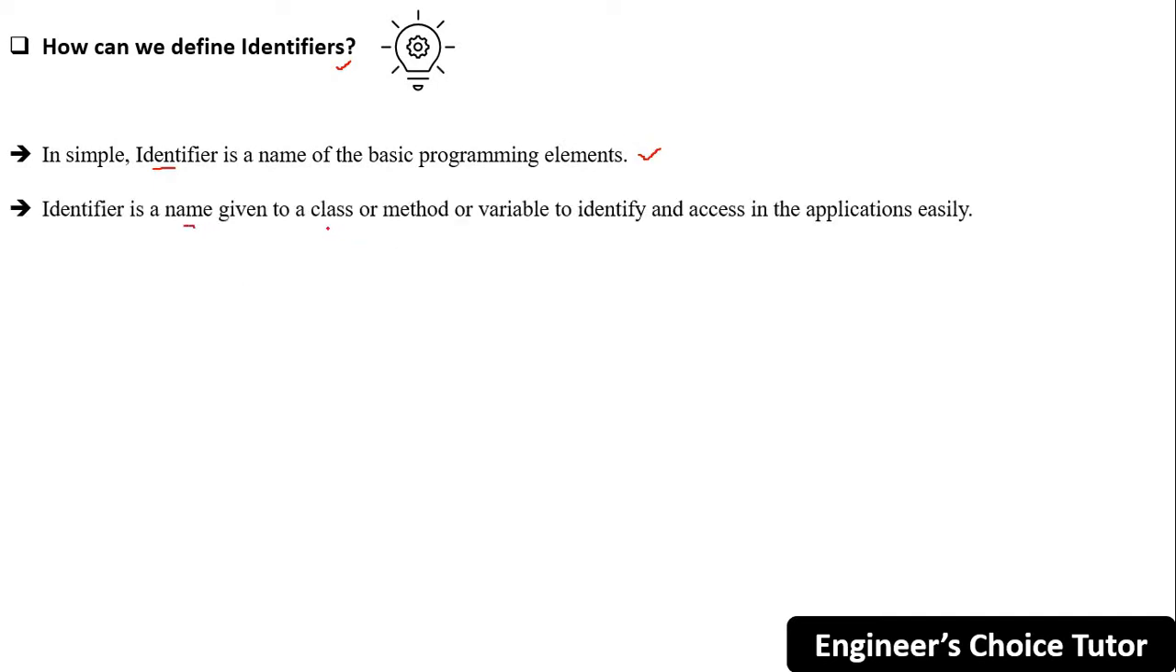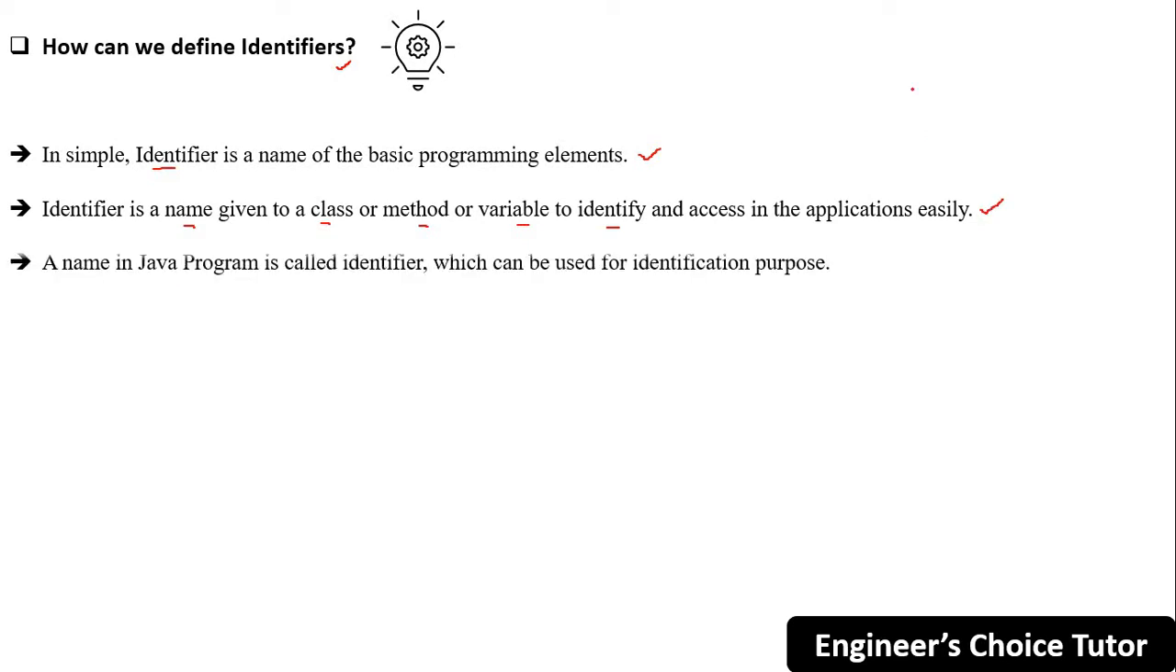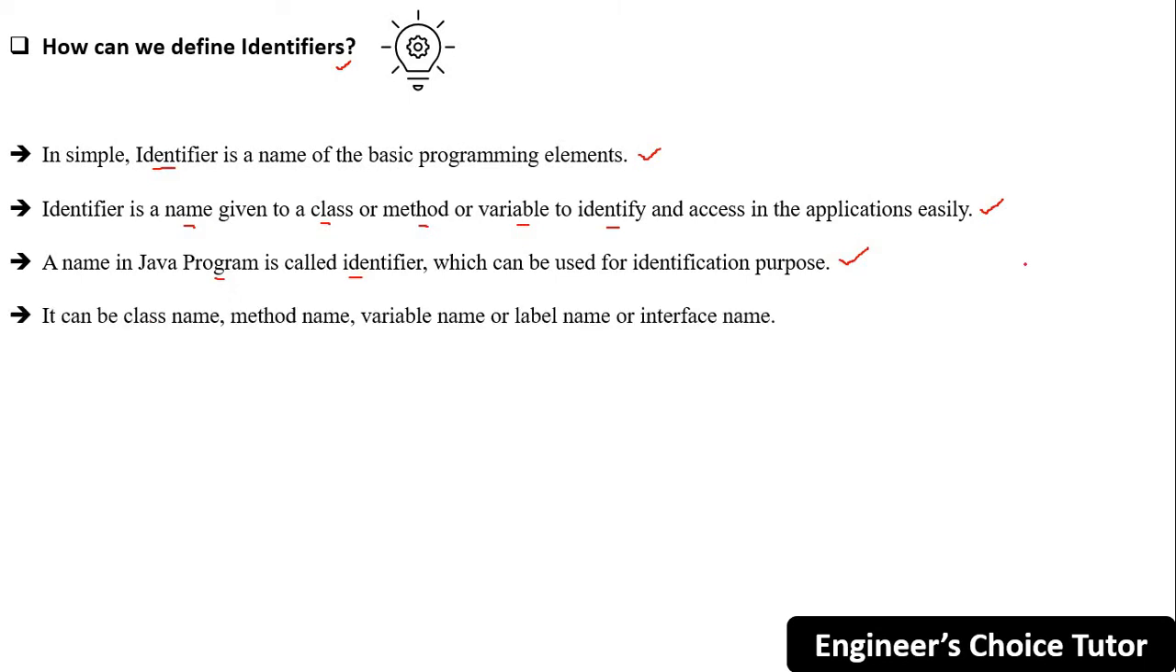Identifier is a name given to a class or method or variable to identify and access it in the application easily. A name in a Java program is called an identifier, which can be used for what? Identification purpose. And the last definition: it can be class name, method name, variable name, label name, or interface name. All these names are called identifiers itself, right? So let's see one example.